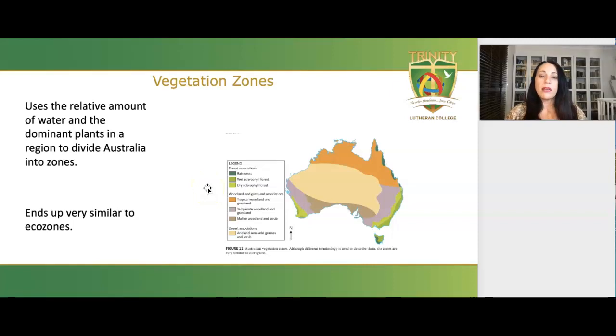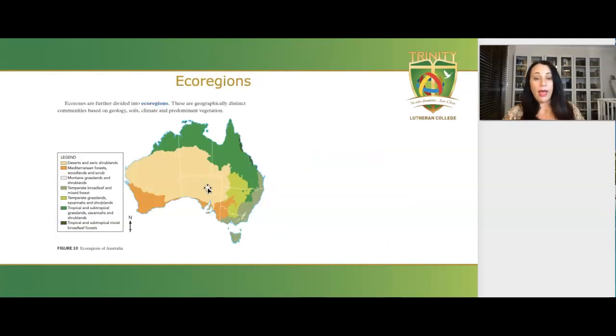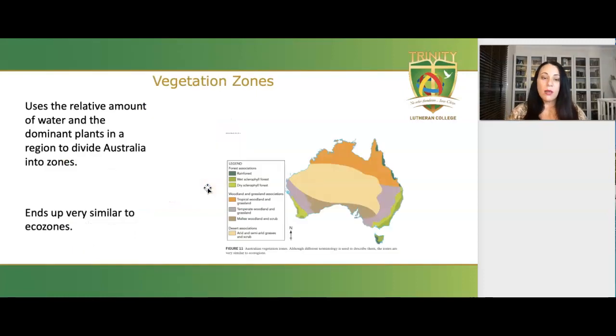Sometimes we can actually divide it into vegetation zones instead of, or as well as, ecoregions, which just help us to determine the zones based on the relative amount of water. So around the edges of Australia, we get a lot of water, and as you move inland, you get less and less available water. So that does away with a lot of our rainforests.